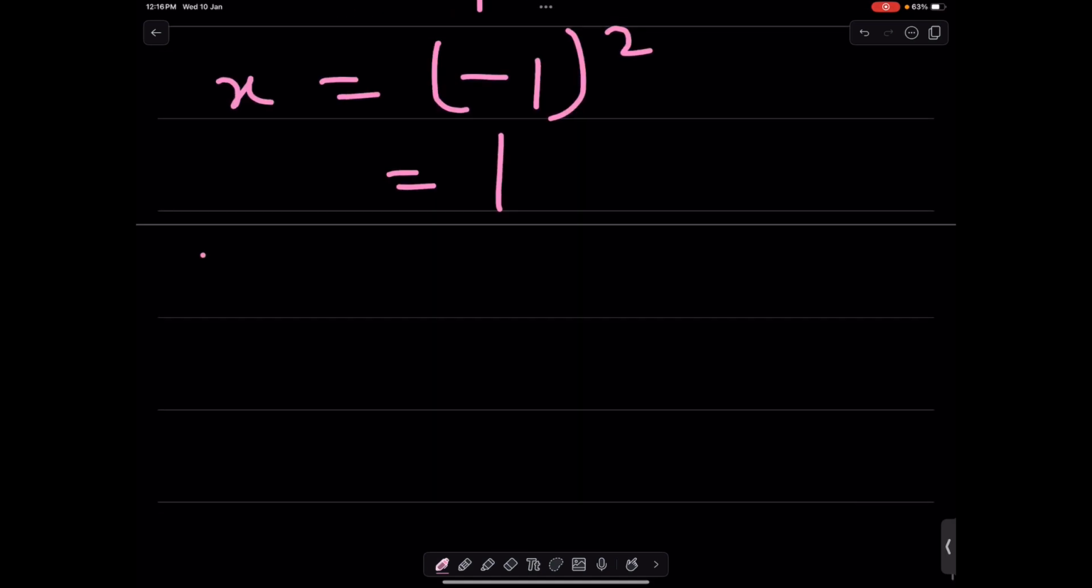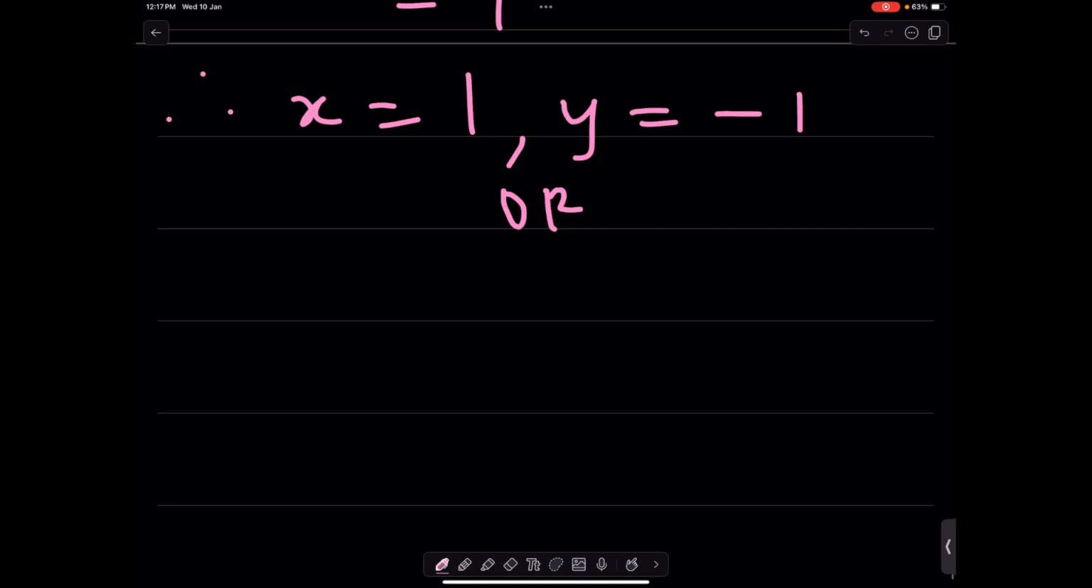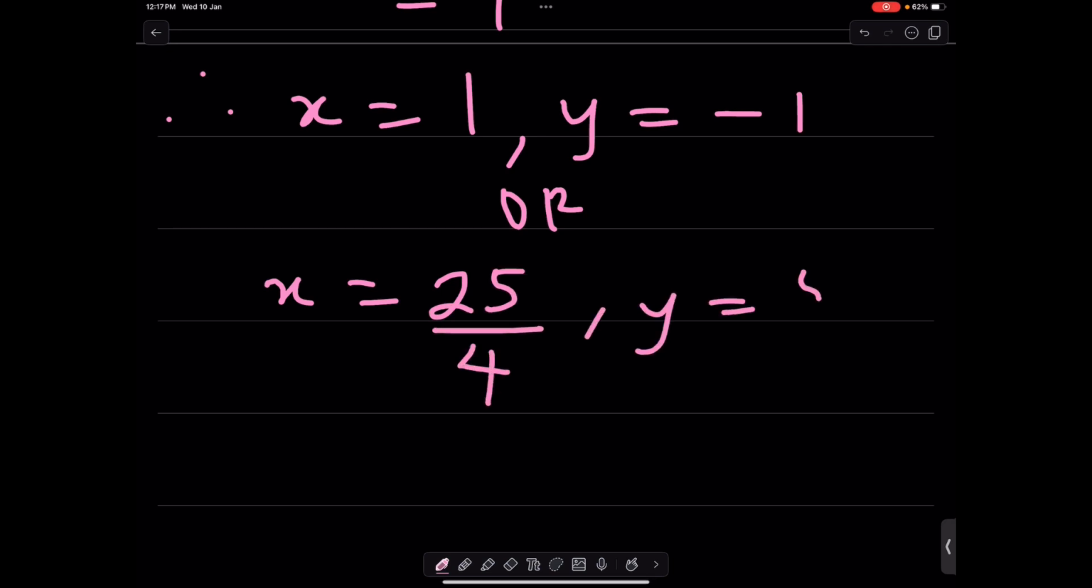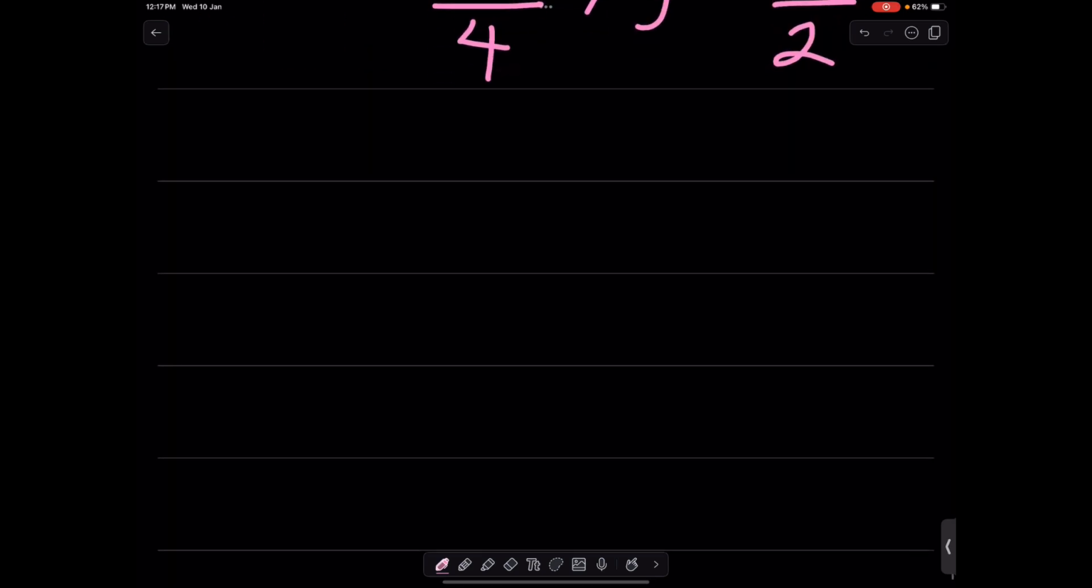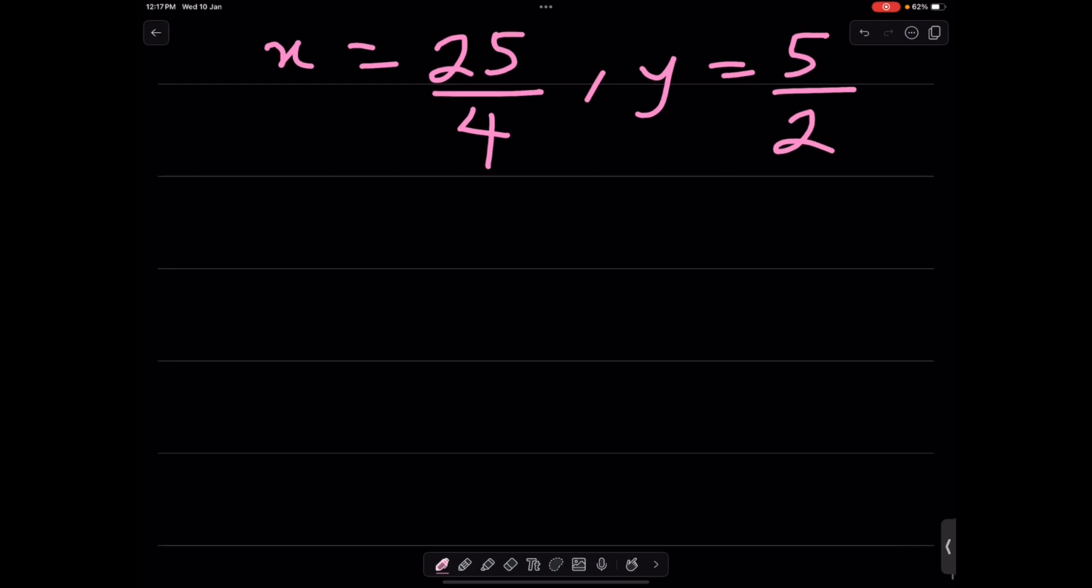So that therefore means x equals 1, y equals minus 1, or x equals 25 over 4, y equals 5 over 2. And that's it, very, very simply. We go straight to the next, which is from year 2007.